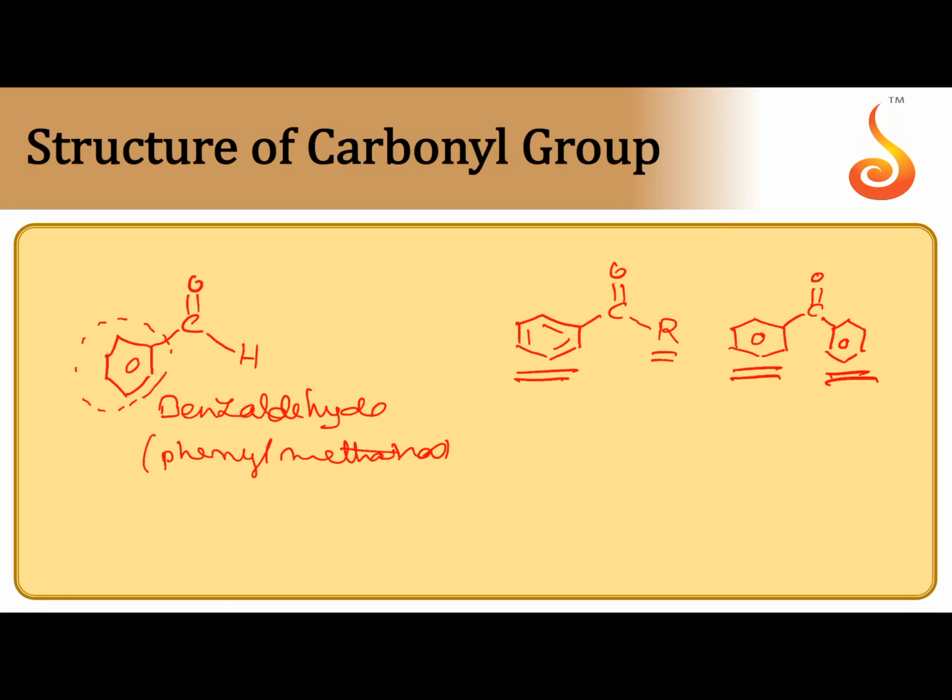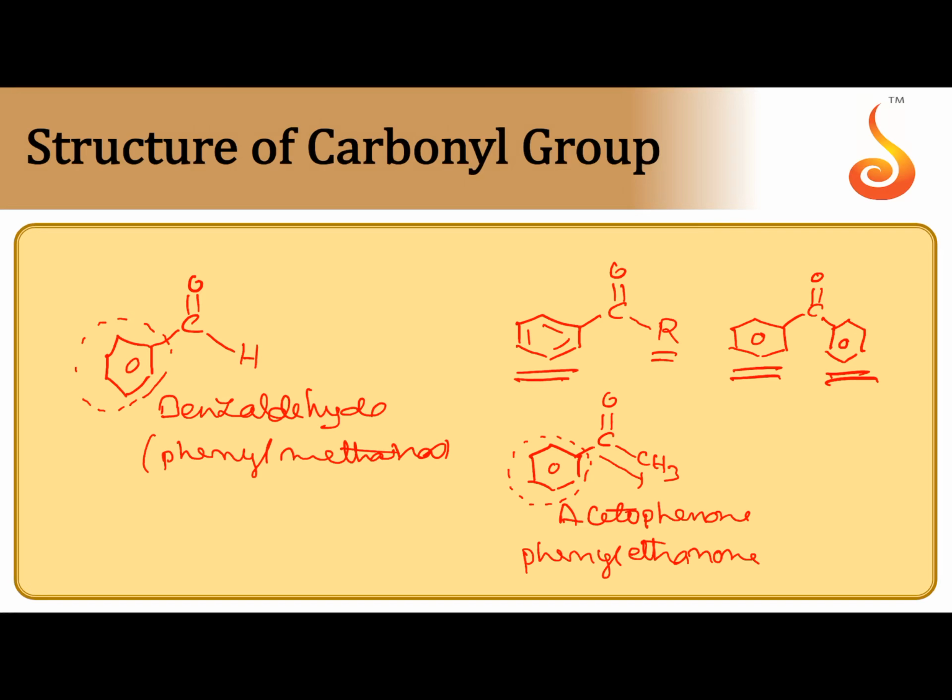diphenyl ketone. If you take the example COCH3 attached to a benzene ring, the common name is acetophenone. IUPAC name, phenyl is taken as substituent. Then the root word is eth, ane, one. So phenyl ethanone. Coming to the next one, diphenyl ketone. It is also called benzophenone, common name benzophenone.